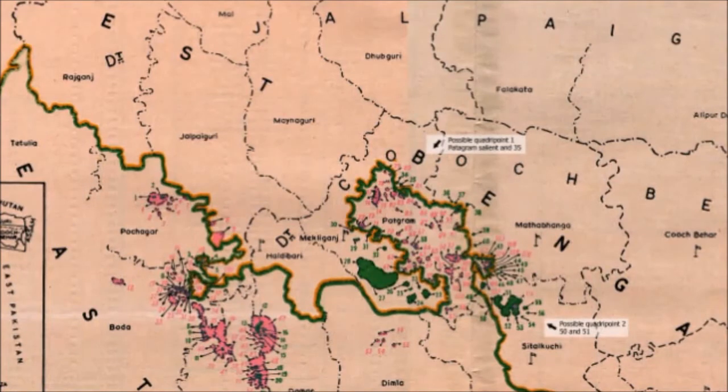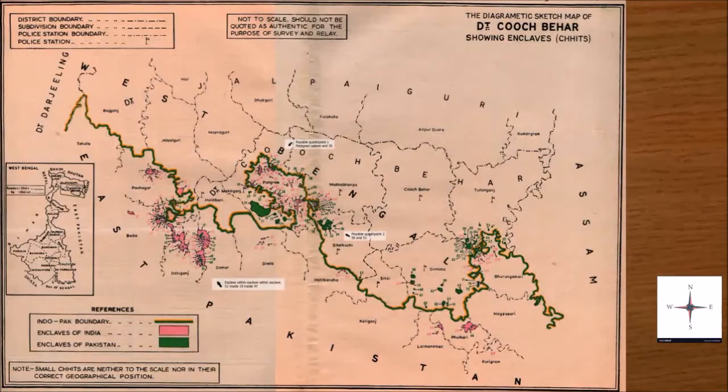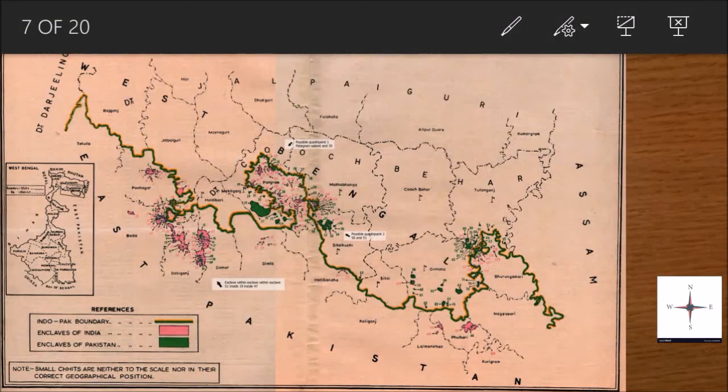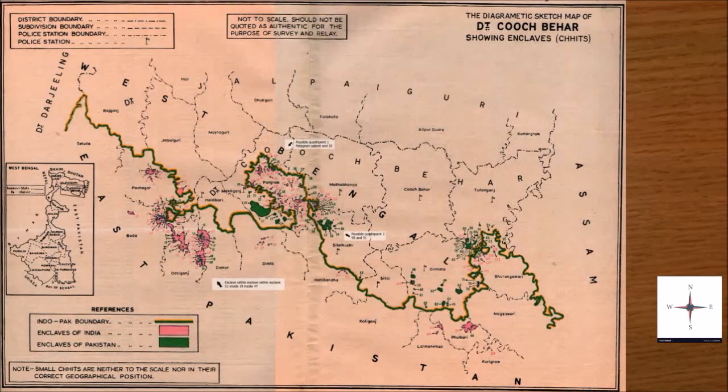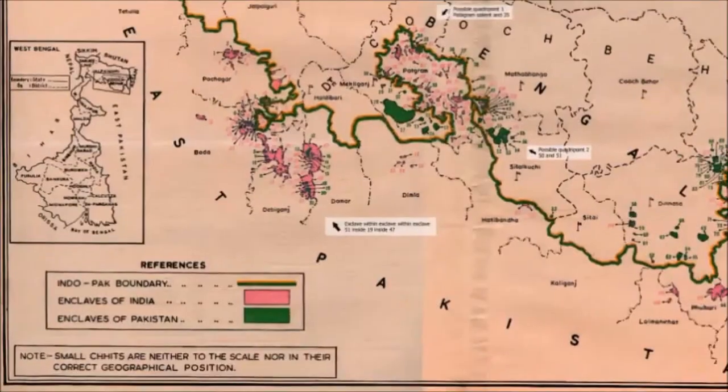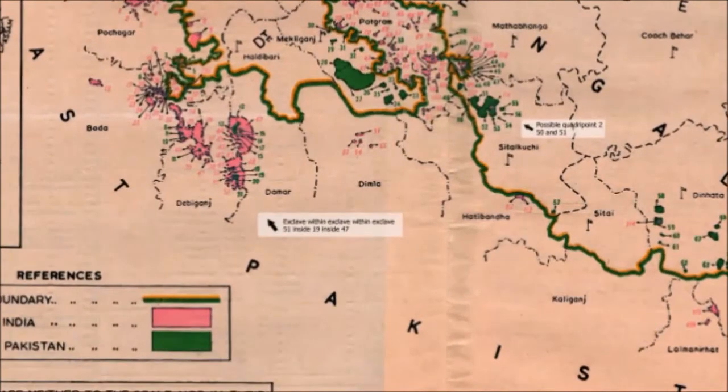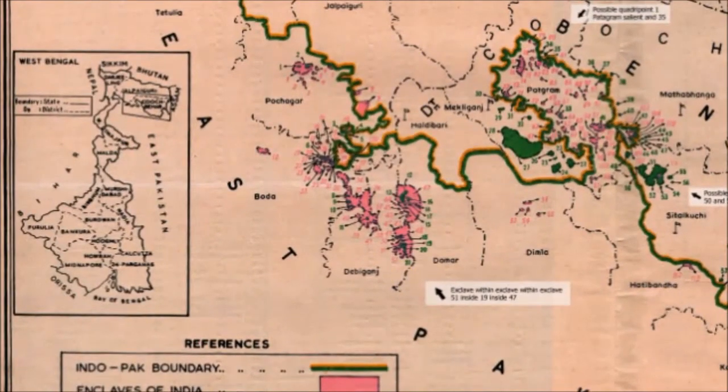This is Pachagar and this is Jalpaiguri. And then shall then continue along the northern corner of the Thana of Debiganj to the boundary of the state of Coach Bihar. This is called the Coach Bihar area. We have to go to the north corner of Debiganj. This is Debiganj, the north corner is here.